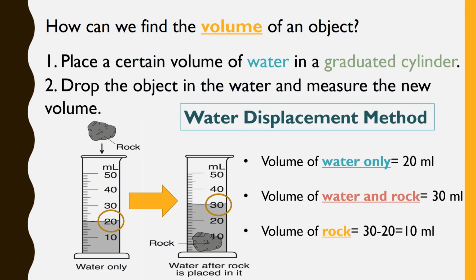This method, which we are using now, is called water displacement method, because the object is displacing the water. It is moving up the water, taking its place. We call it water displacement method.